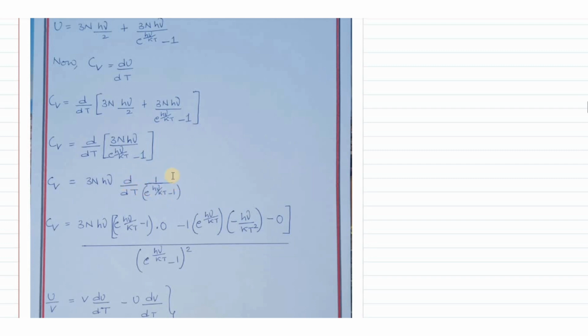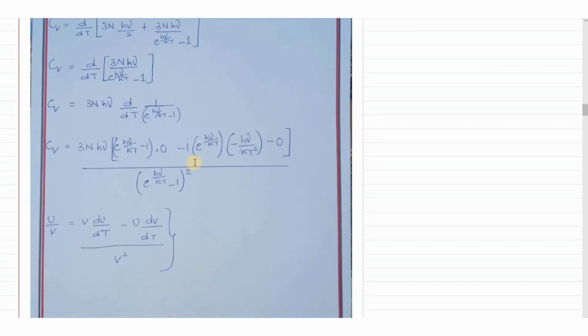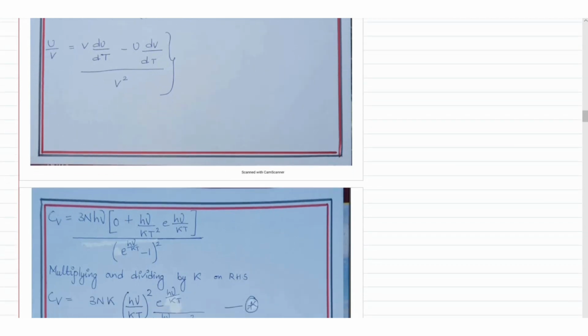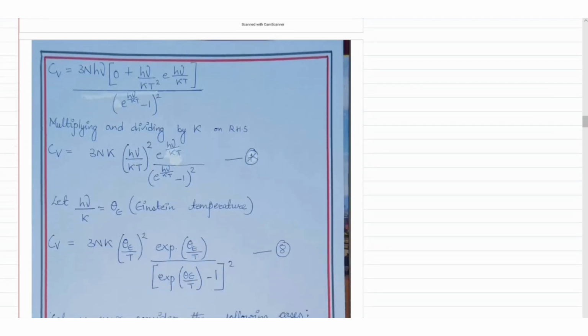Here we need to differentiate this term, so we can assume it as u by v. Using the u by v rule, we know that d of u by v is equal to v du by dT minus u dv by dT, whole divided by v square. So Cv is equal to 3N h nu times: first v, e to the power h nu by kT minus 1, times d by dT of 1, which is 0, minus u, which is 1, times the derivative of v, which is e to the power h nu by kT times minus h nu by kT square, minus 0, whole divided by e to the power h nu by kT minus 1 whole square. So the first term will be 0. Cv is equal to 3N h nu times 0 plus h nu by kT square e to the power h nu by kT, whole divided by e to the power h nu by kT minus 1 whole square.